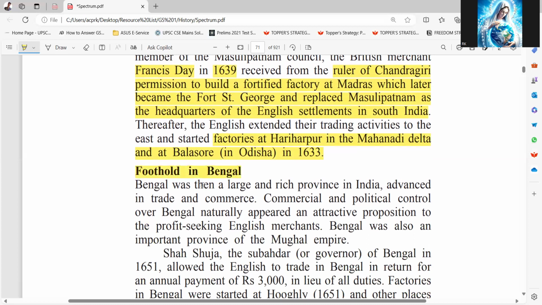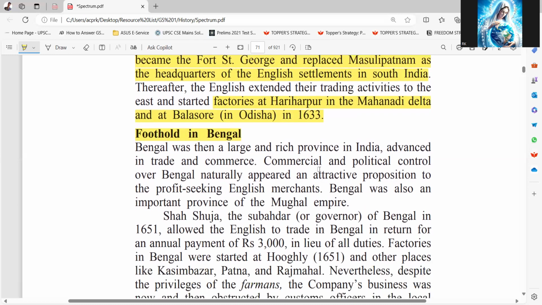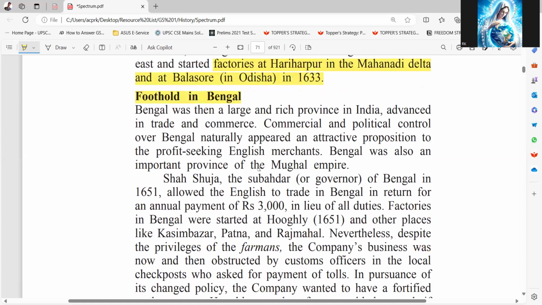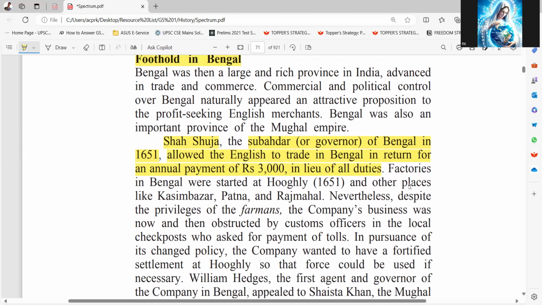Foothold in Bengal. Bengal was then a large and rich province in India, advanced in trade and commerce. Commercial and political control over Bengal naturally appeared as an attractive proposition to the profit-seeking English merchants. Bengal was also an important province of the Mughal emperor. Shah Shuja, the Subedar or governor of Bengal, in 1651 allowed the English to trade in Bengal in return for an annual payment of Rs 3,000 in lieu of all duties. Factories in Bengal were started at Hooghly, 1651, and other places like Kasim Bazar, Patna, and Rajmahal.